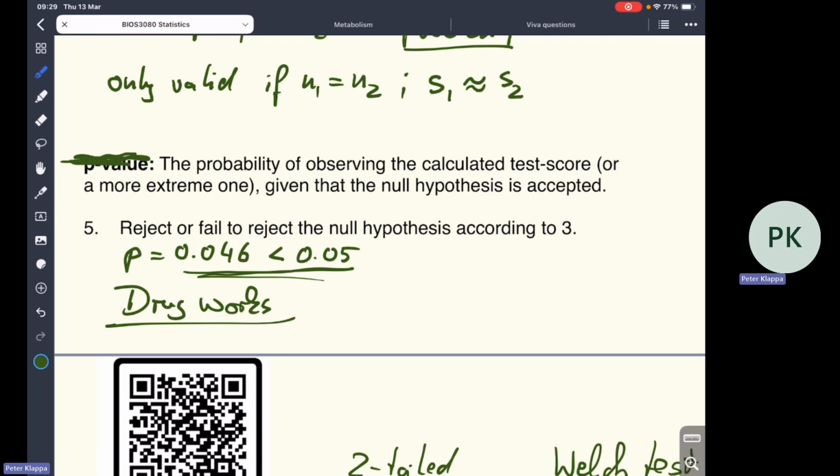Let me compare that quickly to a pregnancy test. Yeah? A pregnancy test tells you you are pregnant or you're not pregnant. It doesn't tell you how much pregnant you are. Right? That is the definition of a p-value. Happy with that? Well, but p-value is a continuous number. Yes, it is.